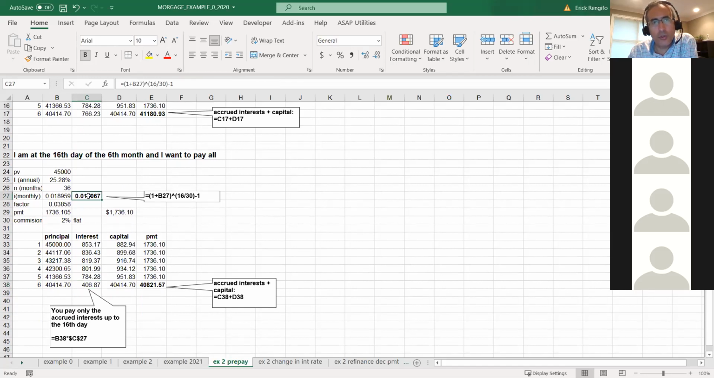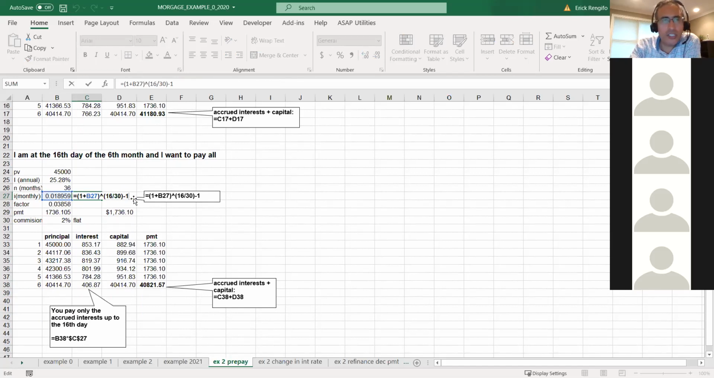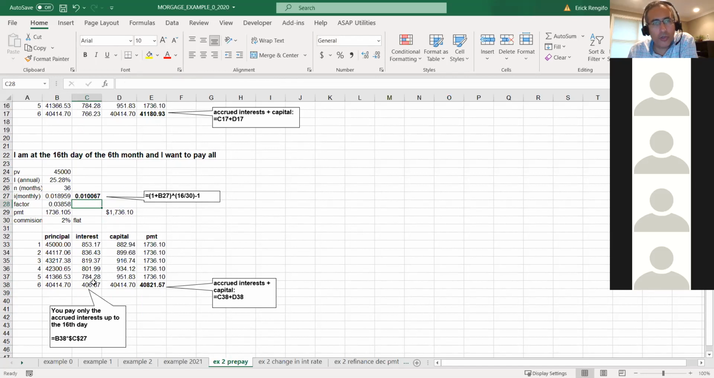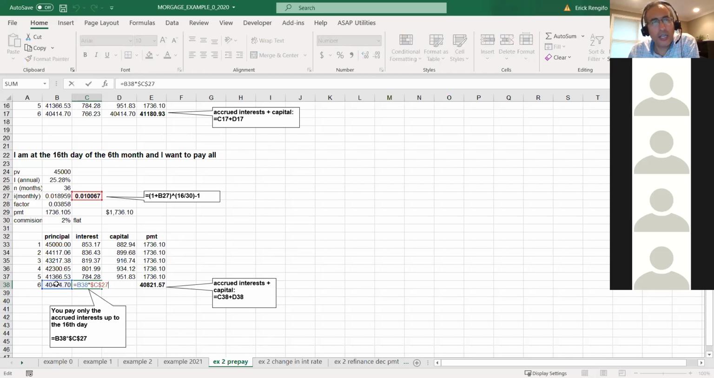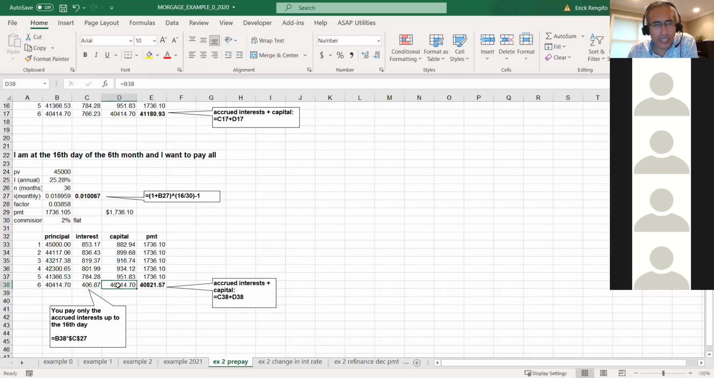So what I need to do is compute the interest rate for 16 days. Take a look, it's very simple. I know this is a monthly rate, so it's going to be (1 + rate) to the power 16 over 30, minus 1. This is the rate that applies only for the last interest calculation. This number is simply the amount I owe to the bank times the interest rate that corresponds to 16 days. How much money do I need to have in order to close this loan? I need to cover also the interest up to that period, which is the sum of these two.